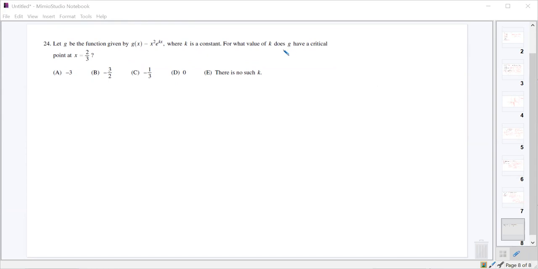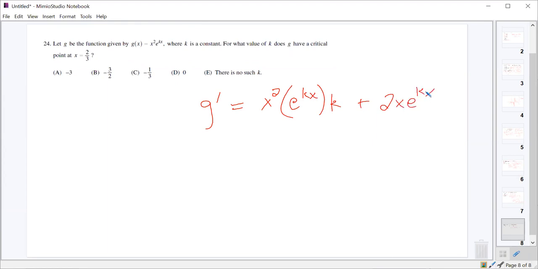Well, the critical point occurs when your derivative is 0 or undefined. So let's find our derivative. The derivative of x squared e to the kx, that's going to be a product rule. So x squared, and the derivative of e to the kx is e to the kx times the derivative of kx, which is k, and then plus derivative of x squared times e to the kx.